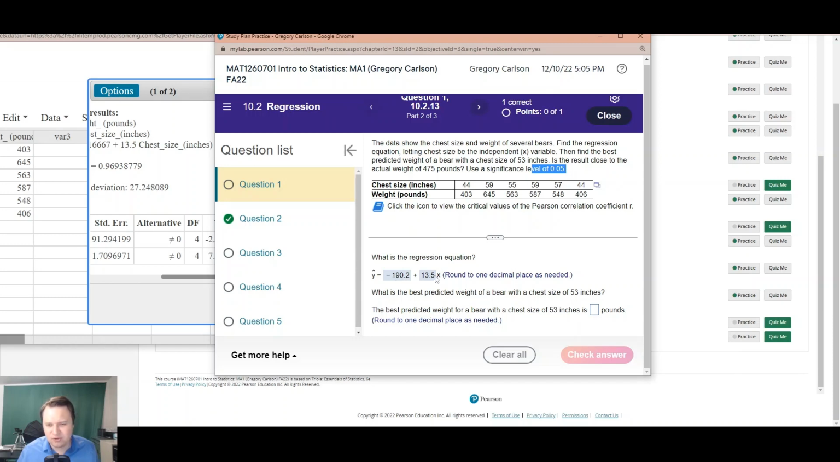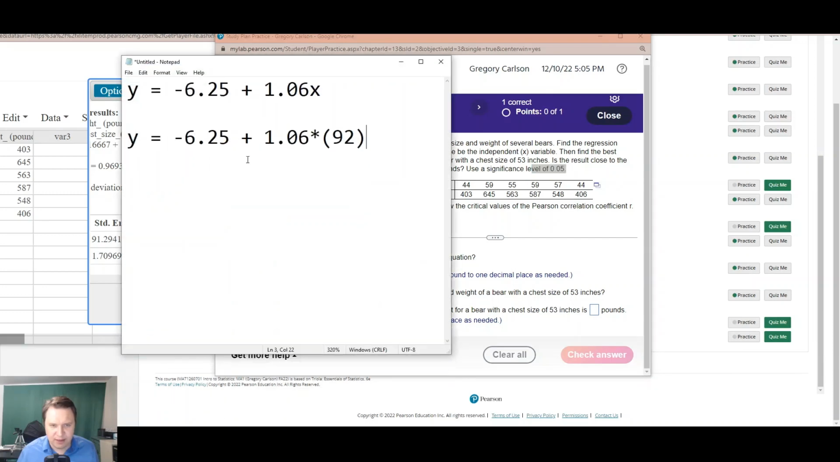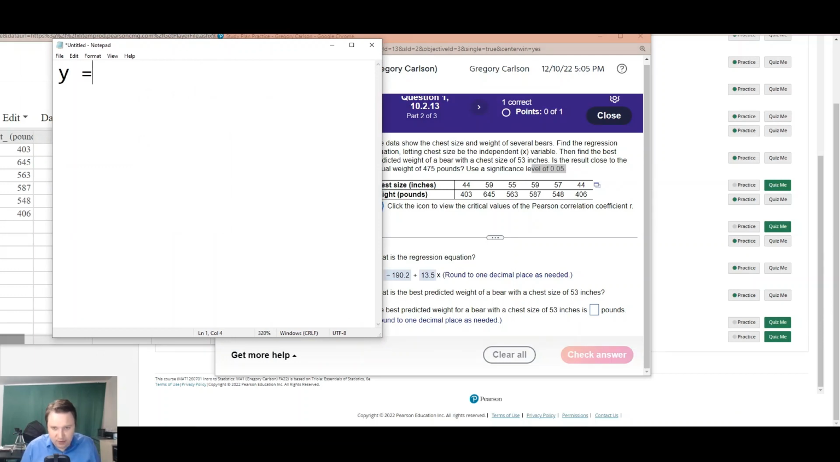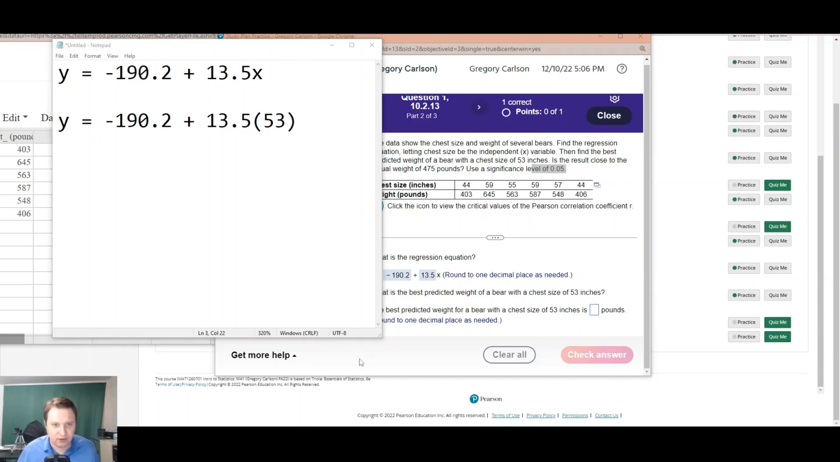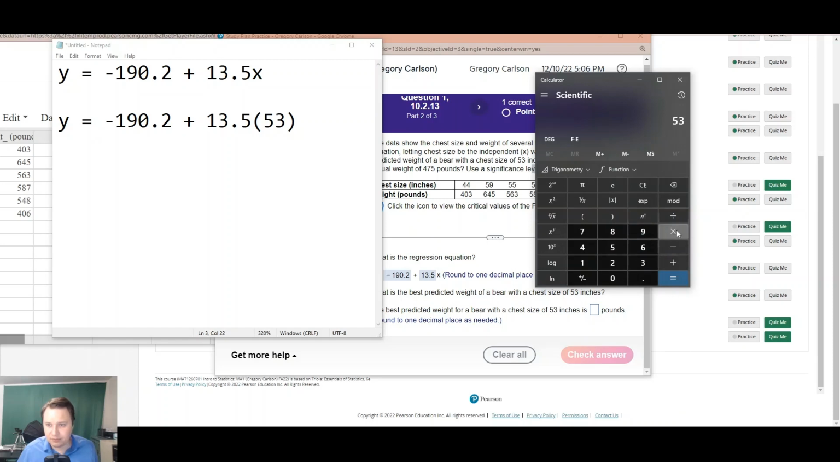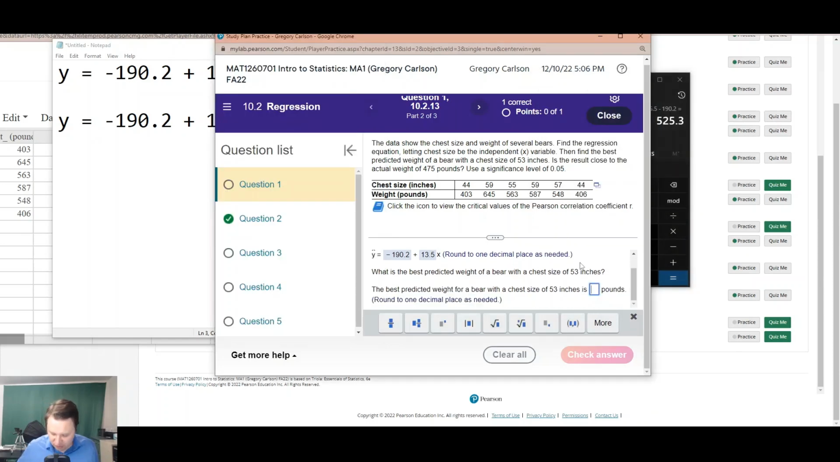So I think you can use the equation that they give you here. I'm just going to put in, if I open Notepad again, the equation that we had, which was y equals negative 190.2 plus 13.5x. So for bears, we put in the number 53. And we'll just calculate that real fast. So 53 times 13.5 equals, and then minus 190.2. We can use the equation because the p-value was less than alpha. 525.3 is the answer, hopefully.